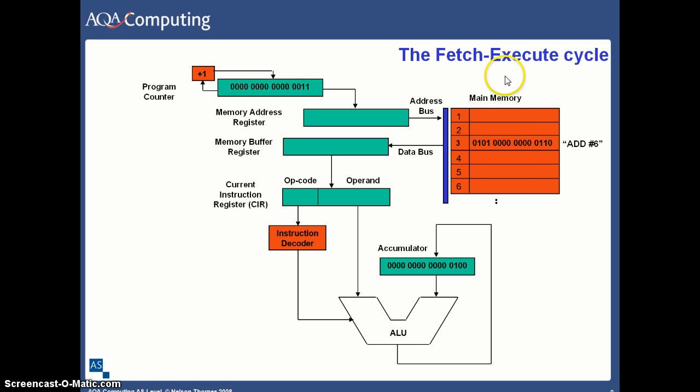And on this diagram we can see main memory. In main memory at the moment it's just highlighting one single instruction. We have the address bus showing one direction from part of the processor to main memory, and at the moment in this diagram this is showing the data bus, which is bringing this instruction back from main memory. Now do remember, the data bus carries data and instructions.